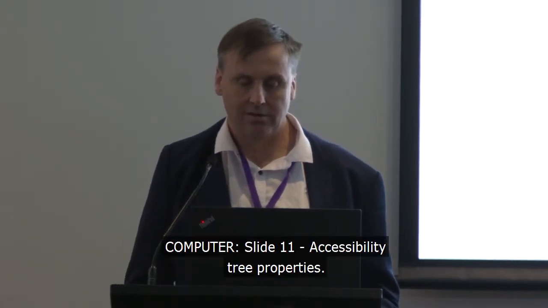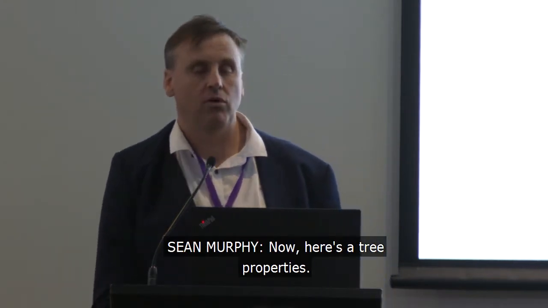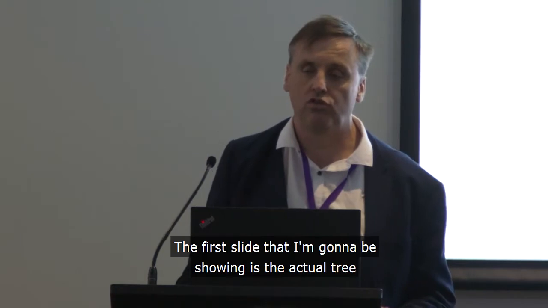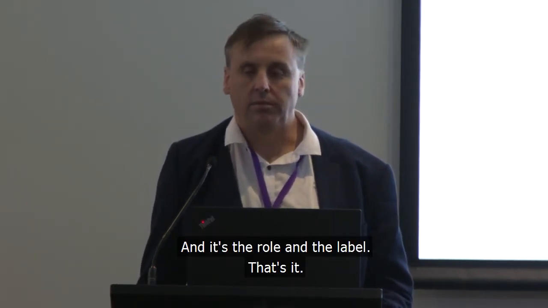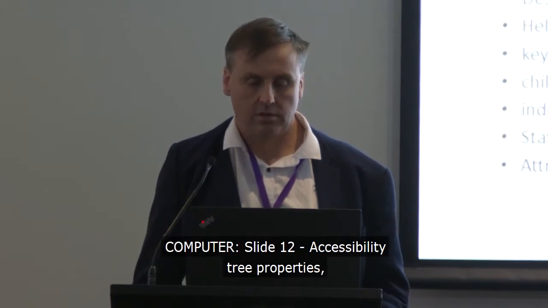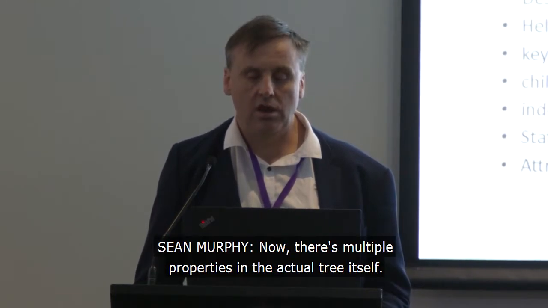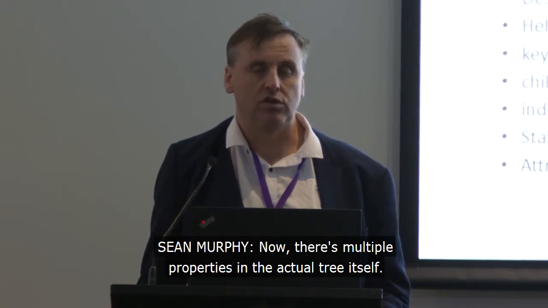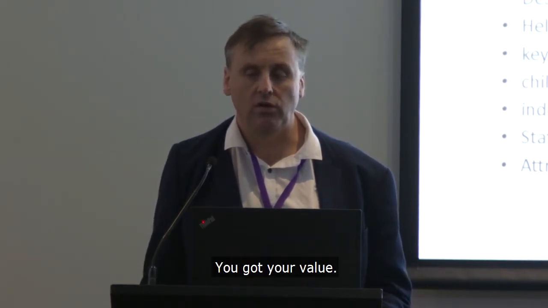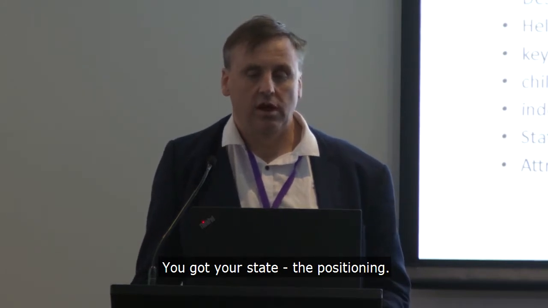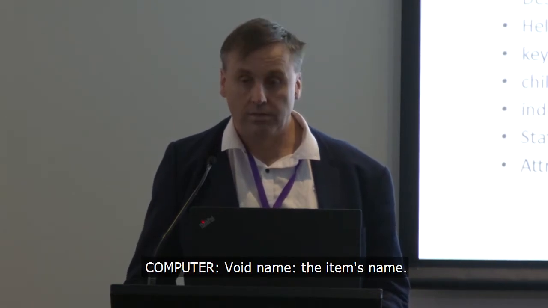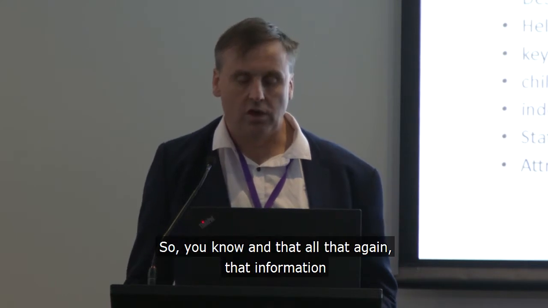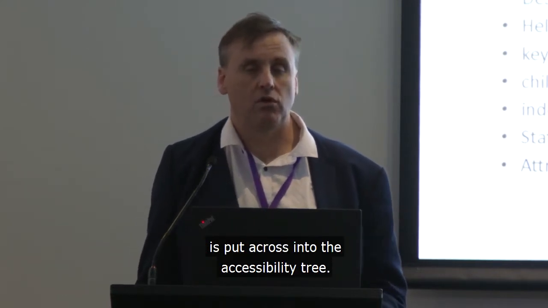Slide 11. Accessibility tree properties. Now here's the tree properties. The first slide I'm showing is the actual tree, and I'm only giving the two fields. It's one line, one value that you get, and it's the role and the label. That's it. Slide 12. Accessibility tree listed properties on the right. There are multiple properties in the actual tree itself. You've got your name, your role, your value, your state, the positioning, and so on. Name: the item's name. Role: the item's role. That information is put across into the accessibility tree.